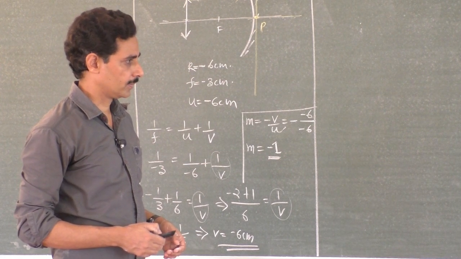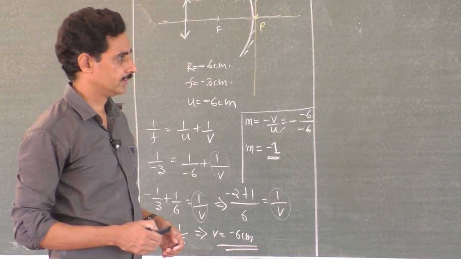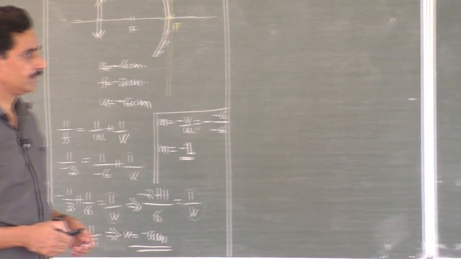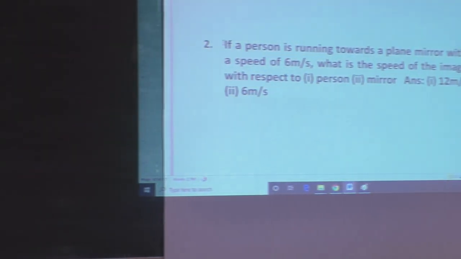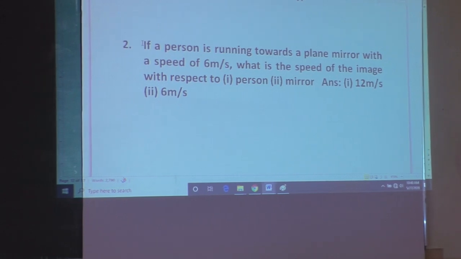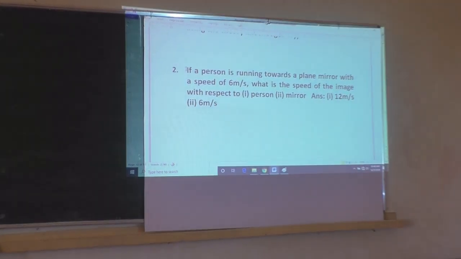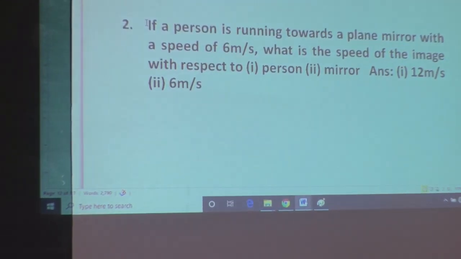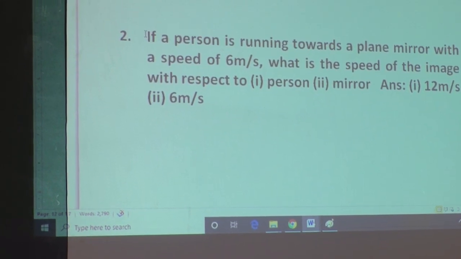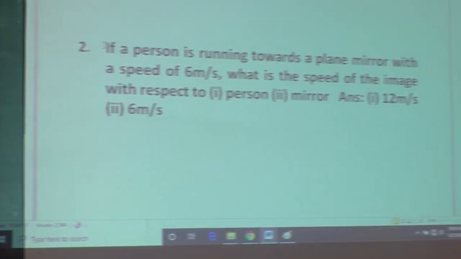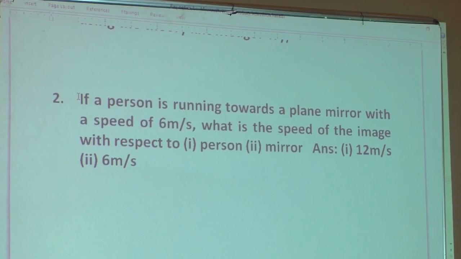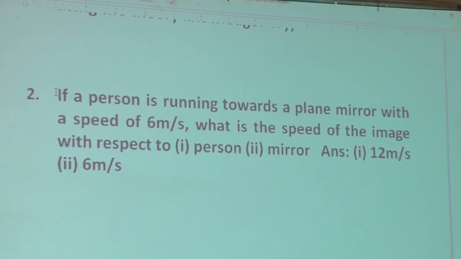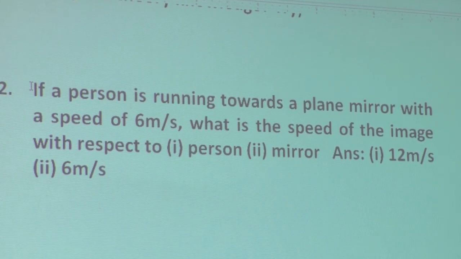Right, next problem. A person is running towards a plane mirror with a speed of 6 meter per second. What is the speed of the image with respect to the person and with respect to the mirror? They have asked speed, though of course you can answer velocity also. It's a plane mirror problem: a person is running towards it at 6 meter per second. What is the speed of the image with respect to the person, and with respect to the mirror?